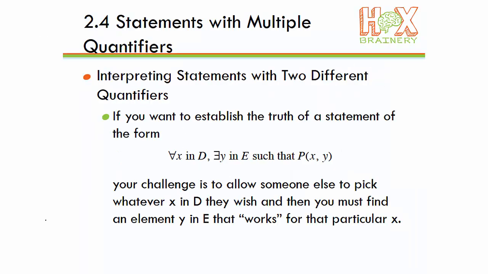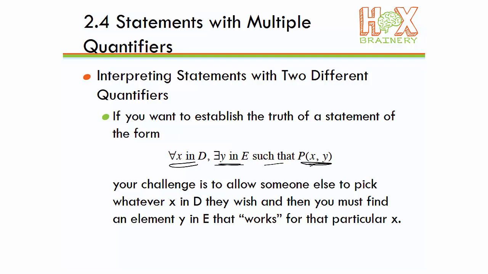So interpreting statements with two different quantifiers. So kind of a summary here. If you want to establish the truth of a statement of this form, for all x in D, there exists y in E such that P of x and y, your challenge then is to allow someone to pick whatever x they want from set D, and then you have to come up with an element y in set E that works for that particular x.